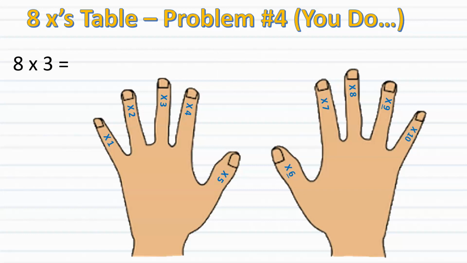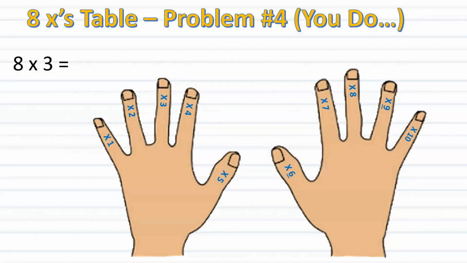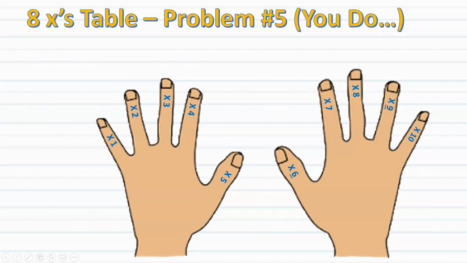Okay, let's see how you did. Did you remember to stop at your 3rd finger? I hope so. Let's begin singing. 8 and 16, 24. Since we said 24 when we landed on our 3rd finger, then we know that 8 times 3 equals 24. I think you're ready to solve for another one.